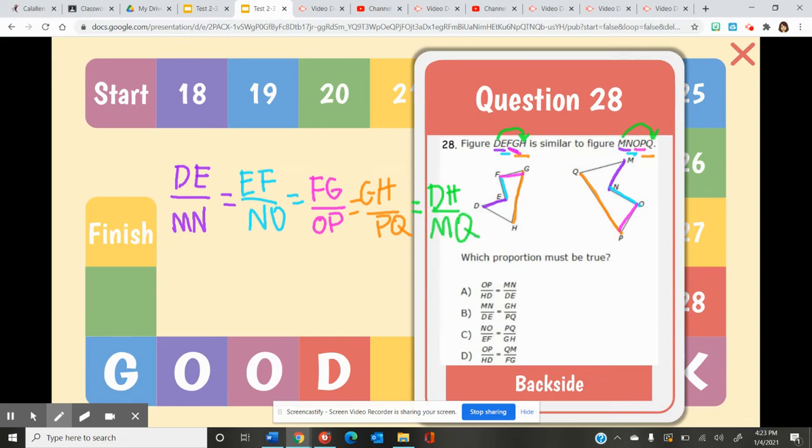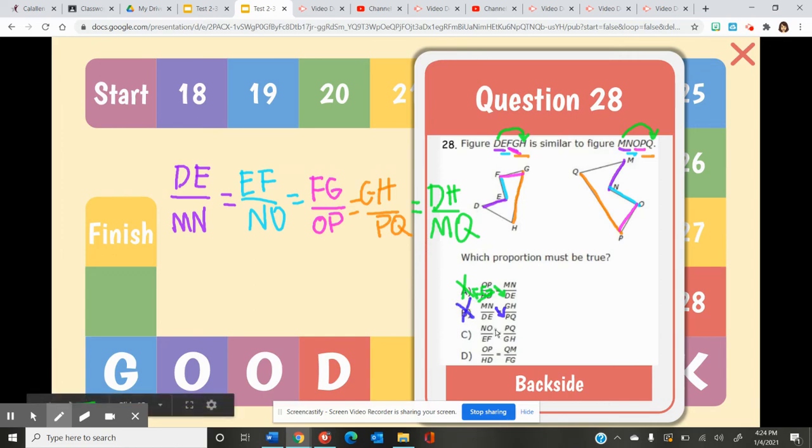So now, looking at my question, it says which proportion must be true. So looking here, I should have O, P, and D and E diagonal to each other. Here I have DE and OP diagonal to each other, so that's true. Whenever those two are diagonal to each other, I should have HD and MN diagonal to each other, but that's not what I have here. Here I have MN and FG, so this here is wrong because this should be FG. Okay, then we have MN should be diagonal to PQ. So here I have MN. It is not diagonal to PQ. They're across from each other, so that is also wrong.